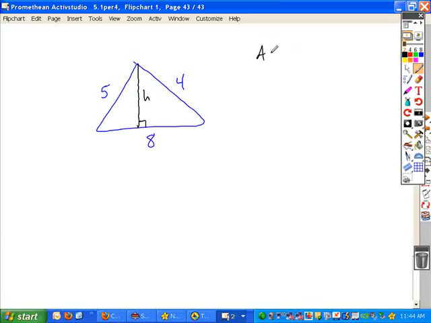So if we said area is equal to 1/2 base times height, where our base is 8, our height we need to determine. Any way we can determine that height? You have a host of tools that we've talked about in this chapter, chapter 5. What if I did something like this?